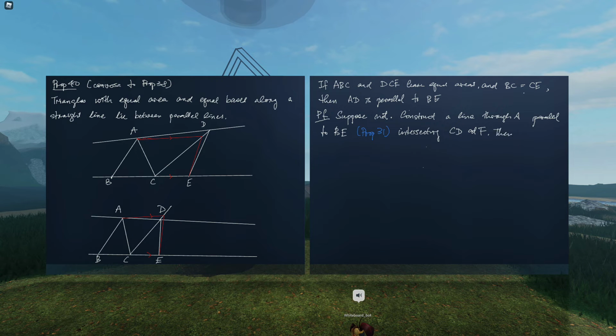Then, by the previous proposition 38, we know that the triangles ABC and FCE, where FCE is a new triangle formed using the newly constructed line FE, have equal areas. So that new triangle has the same area as the original triangle ABC.